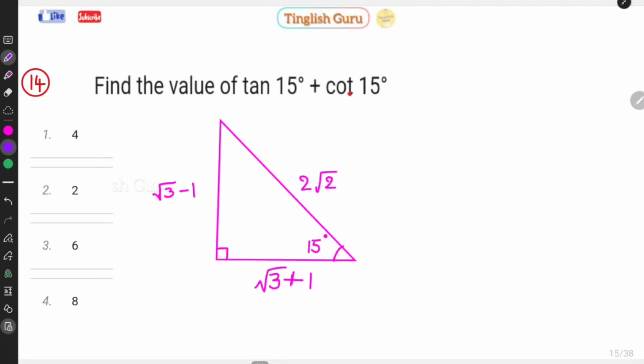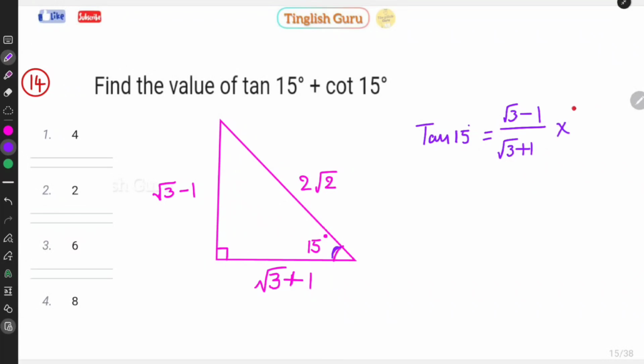Find the value of tan 15 plus cot 15. So in a right angle triangle, let us say this angle is 15 degrees, then our values of base, perpendicular and hypotenuse will be like this. So from this we can find any value, not only tan 15, we can find any value. What is tan value? Opposite side by adjacent side, that is root 3 minus 1 by root 3 plus 1.